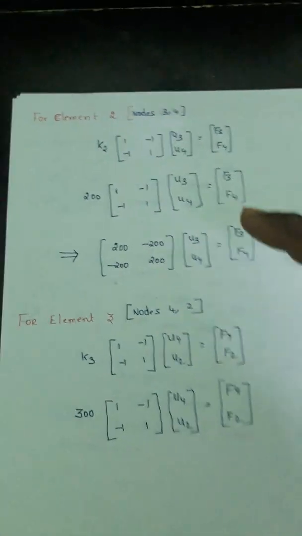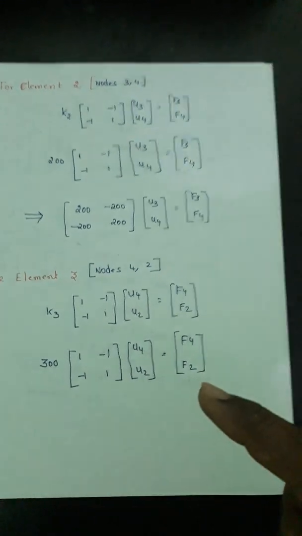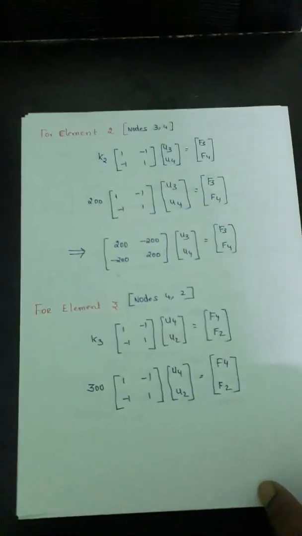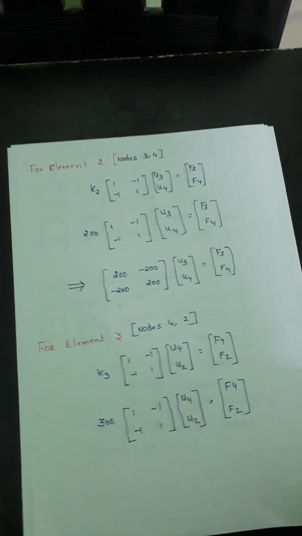So now, what is the procedure that I have to follow? I have to assemble the element 1 equation, the element 2 equation, and the element 3 equation together to form the global stiffness matrix of the spring elements.